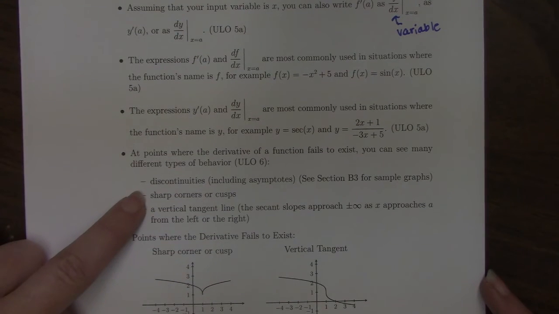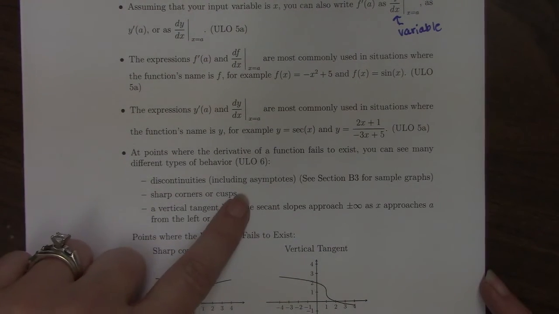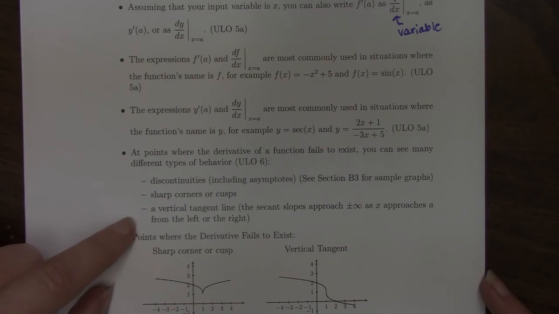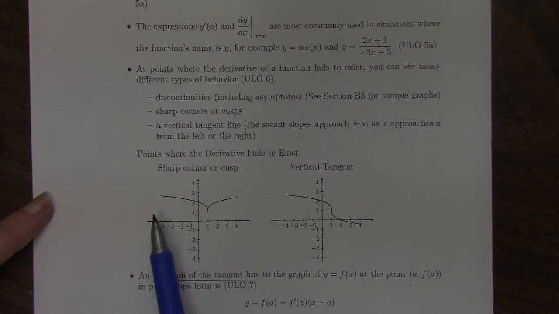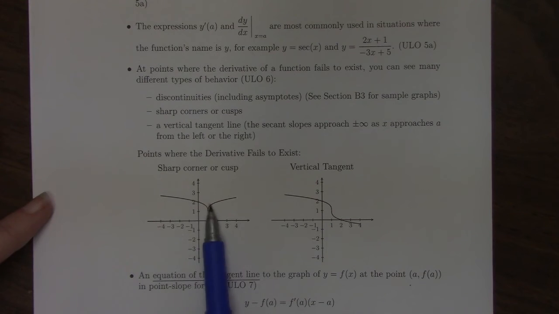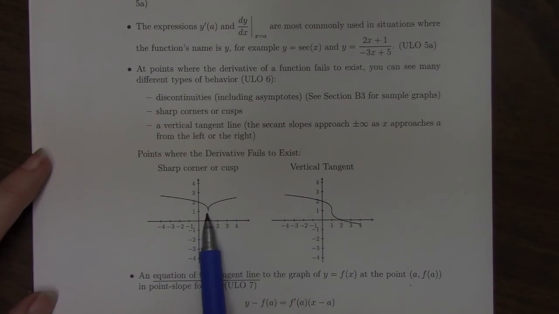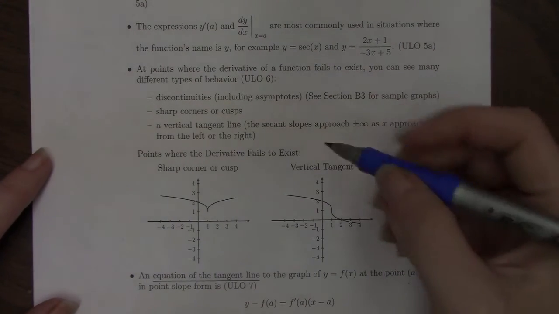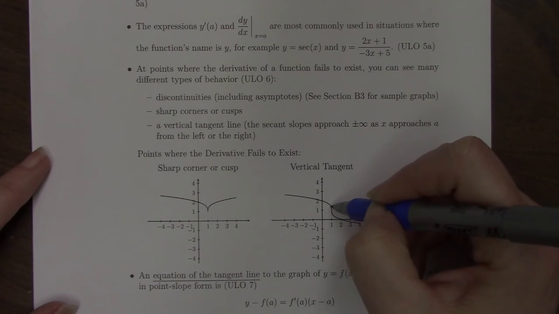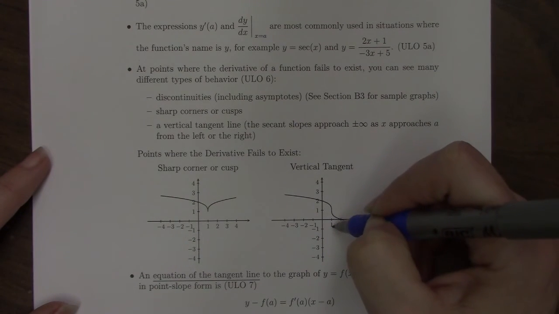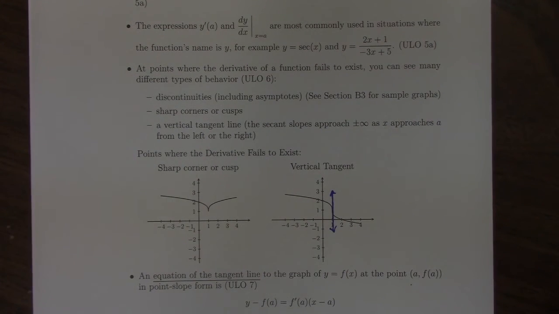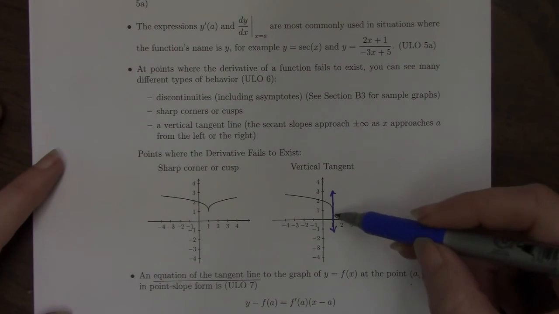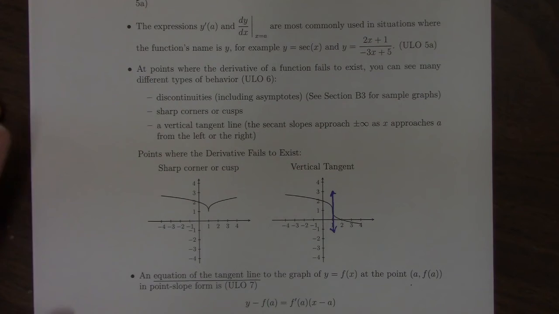At points where the derivative fails to exist, you see many different types of behavior. A function would not be differentiable if there's a discontinuity, including asymptotes, sharp corners or cusps, or a vertical tangent line. We've given you a diagram here of two of these. This is an example of a sharp corner or cusp, right? The other function that you're very familiar with that would have this attribute is the absolute value function, which is usually what's creating that point. A vertical tangent, what's happening here is this graph is actually going straight down right here. So you would have a vertical line, and the denominator of that slope would essentially be 0, so you cannot take a derivative at this location where we have a vertical tangent.